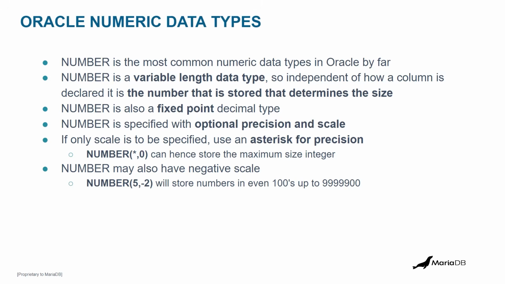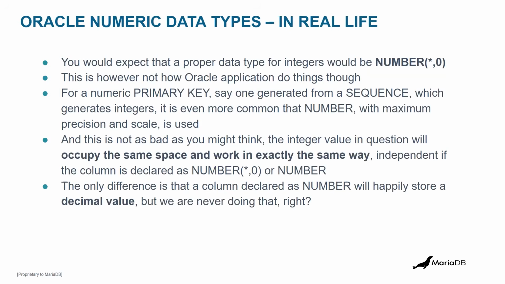Number is this really flexible Oracle proprietary data type that can store any kind of number: fixed point numbers, integers, what have you, right? That means that there's some things for us to look at and things for us to consider when we migrate. In real life, you might see this. You think an integer is declared as any kind of precision and zero scale, right? Fact is, you never see this.